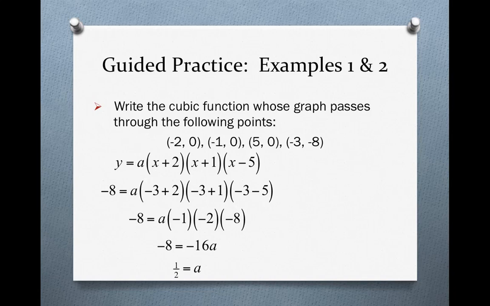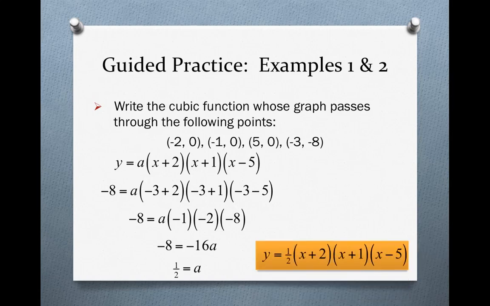Make sure you are dividing in the right order. Sometimes we get messy and we don't concentrate on what we're doing and we look at negative 8 and negative 16 and think we should get 2. But that's not dividing in the correct order. We are dividing each side by the negative 16 so that we get a by itself, and that leaves a as 1/2. So our final answer here is that y equals 1/2 times x plus 2 times x plus 1 times x minus 5.